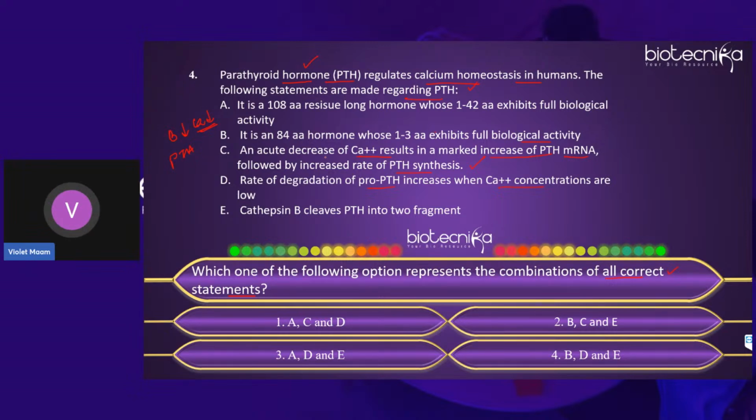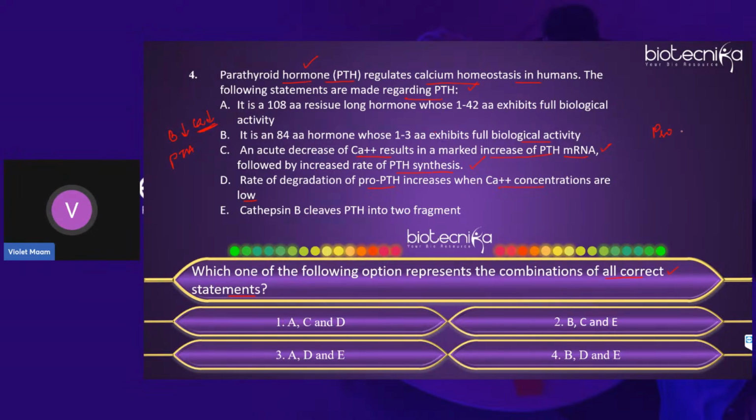An acute decrease of calcium results in a marked increase of parathyroid hormone mRNA, followed by an increased rate of parathyroid hormone synthesis, because calcium is less, so more of the hormone has to be released. So definitely mRNA transcription and translation will increase. So C is correct. Now D says, rate of degradation of proparathyroid hormone increases when calcium concentrations are low. If calcium is less, parathyroid hormone should form, right? Proparathyroid hormone means there's a step, like the zymogens, how they get converted.